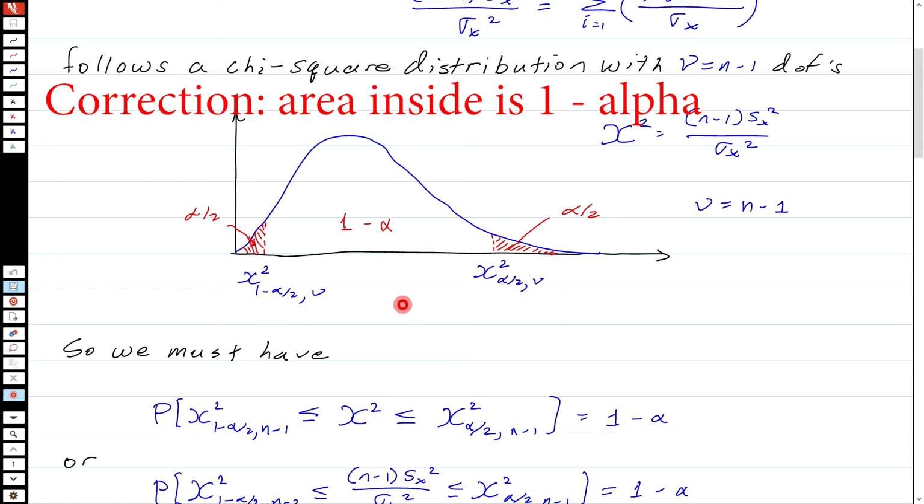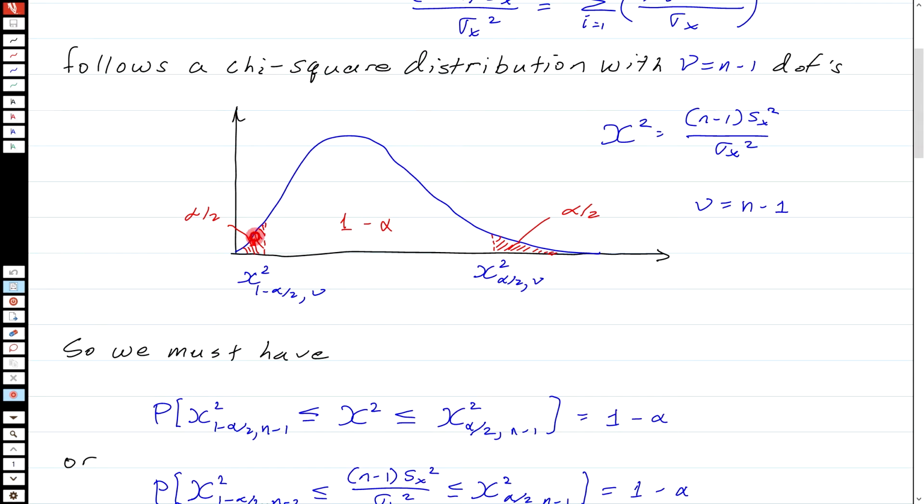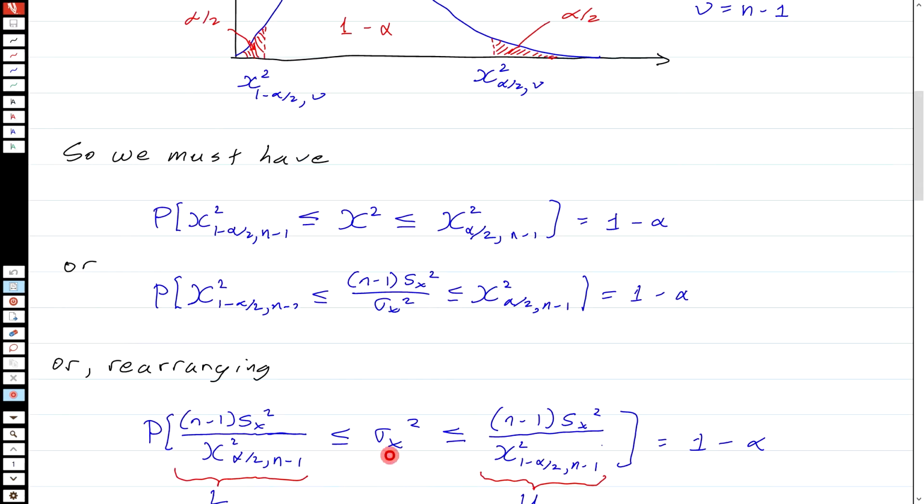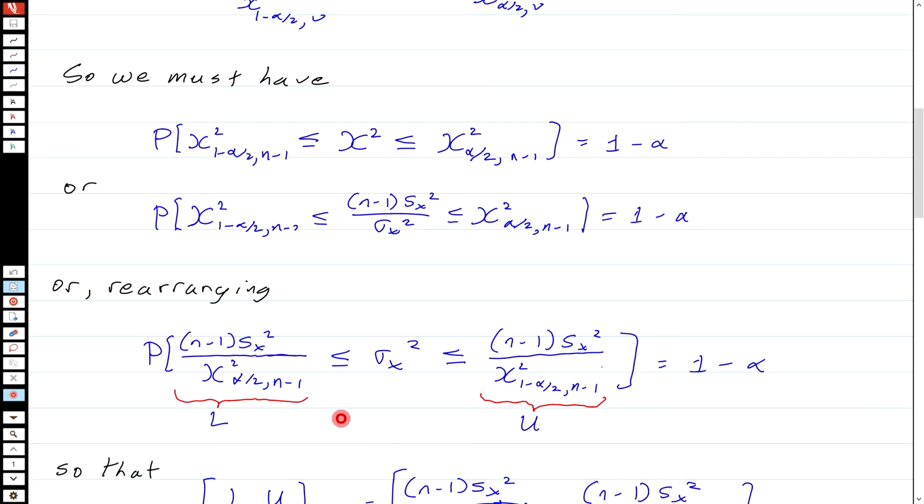That means we can write this probability shown in this picture as follows. The probability that our chi-squared distributed random variable, (n minus 1) s squared over sigma squared, lies between these two numbers must be equal to 1 minus alpha. All we need to do now is substitute in what chi-squared equals, and then manipulate this so we get a sigma x squared in the middle. Once I've rearranged that, I'll see something like this.